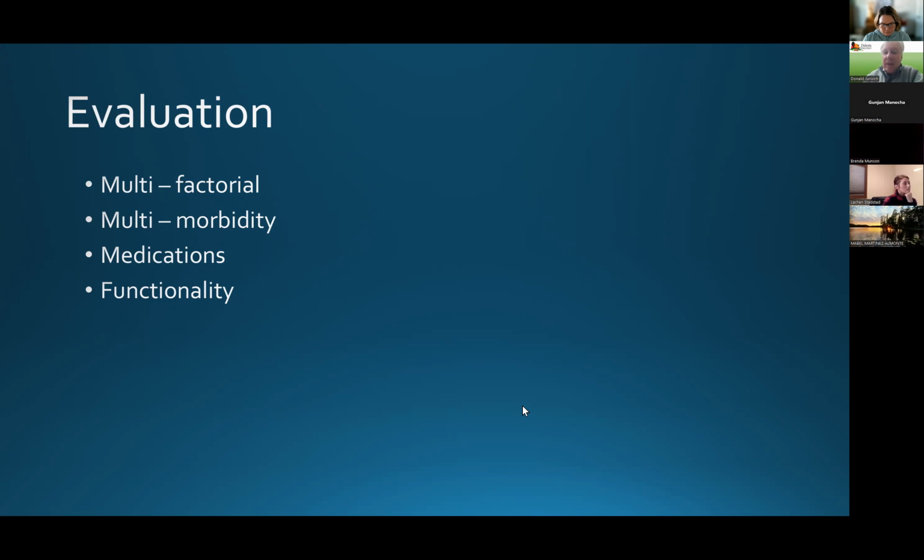And then the big one, quite honestly, of all of these in the evaluation is somebody's functionality. So we tend to use here at our Sanford clinic a gait speed, right? If somebody's less than a meter per second, we know that there's impaired functionality that we need to address. And it may be use of a walker. It may be something as simple as not having a night light in the house to navigate safely to the bathroom.